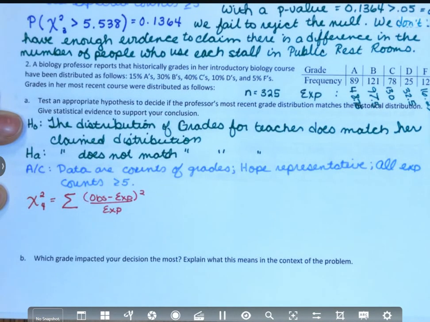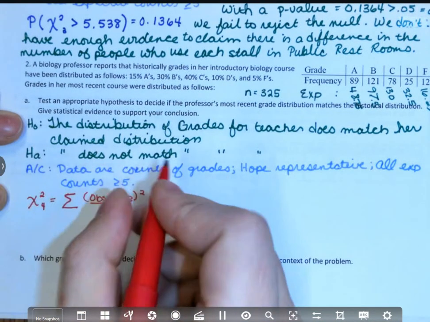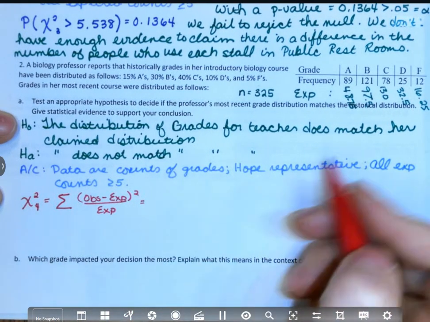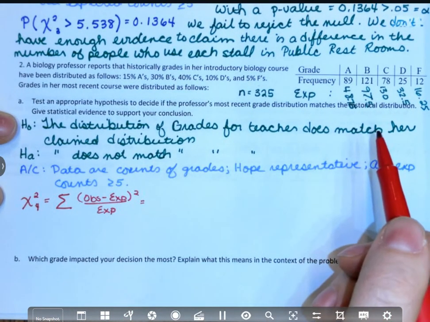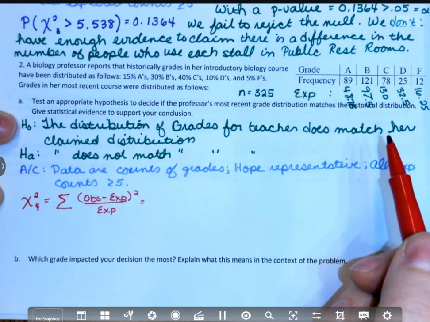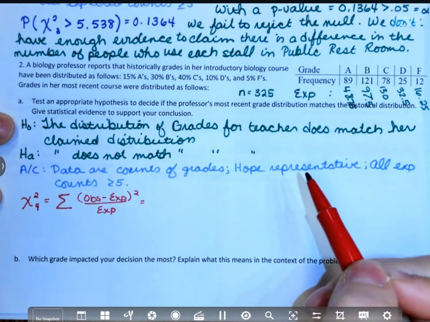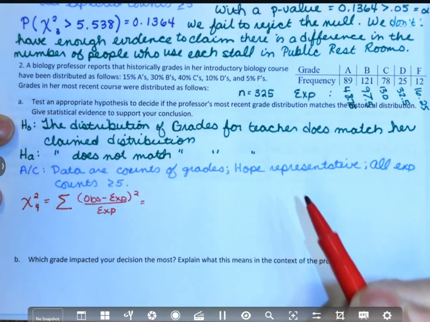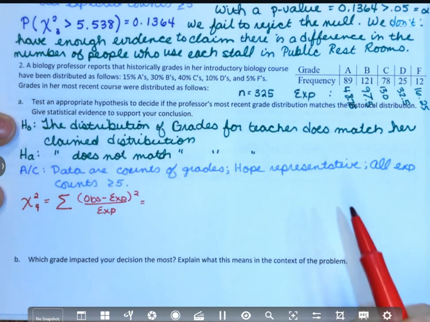If you want to do O minus E divided by E, that's fine. Now, when it comes to work for this, because we're going to have lots of tables, you don't want to write it out for every single one. You have to show it, and this is the AP grading rubrics, you have to show it for at least 2. 2 will establish a pattern.